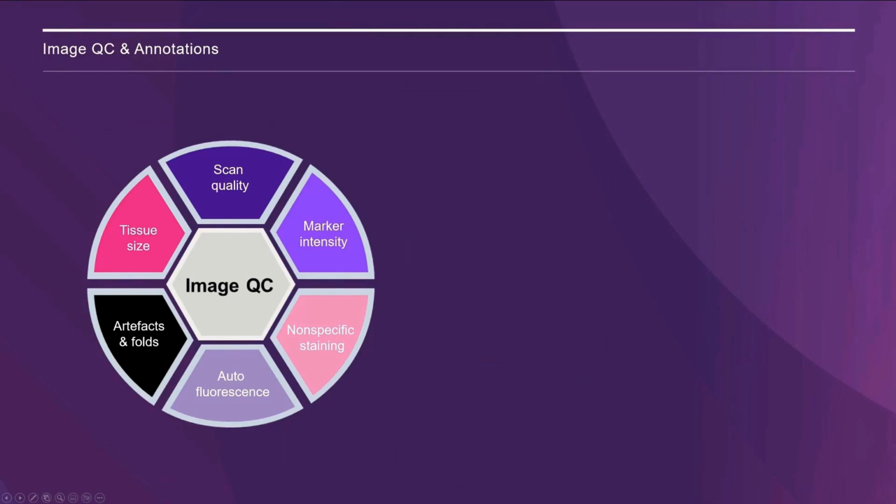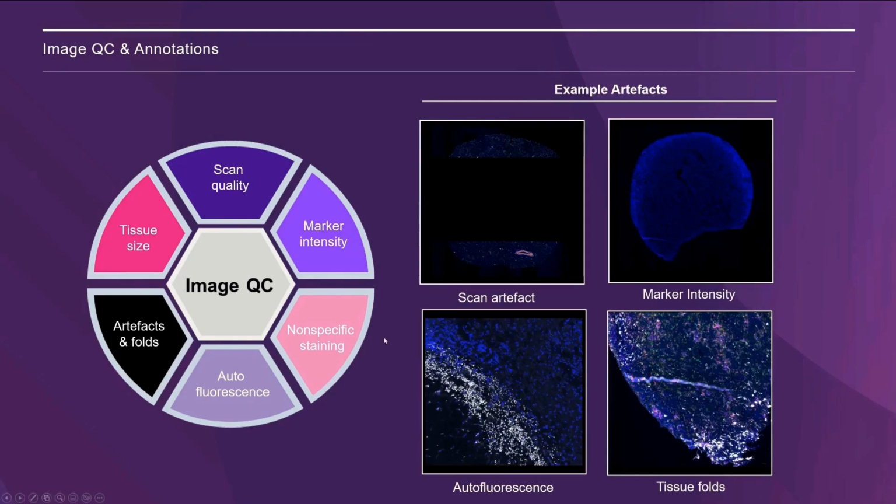Image QC is an initial fundamental step in ensuring that we end up with high-quality data. There are many factors to consider for multiplex images as shown in the figure on the left here. Also on the right are some examples of artifacts, including scan artifacts, such as a tile that has maybe been missed by the scanner, or maybe some of the tissue image is out of focus. Marker intensity, where we may have underexposure or overexposure of a marker.